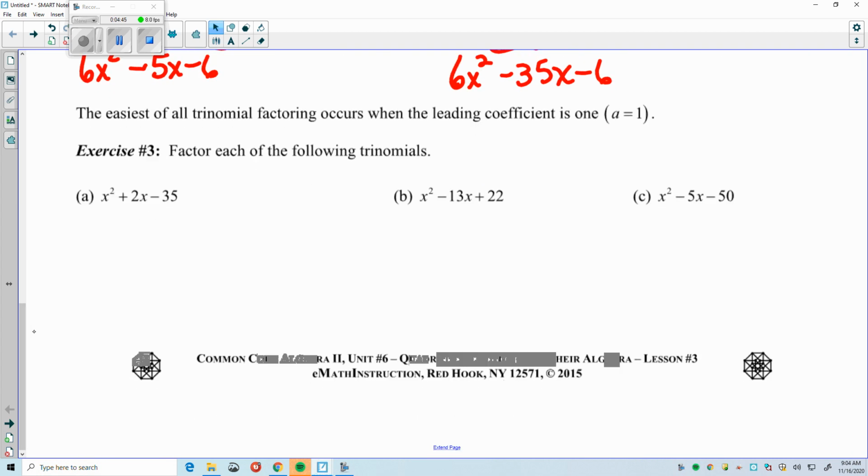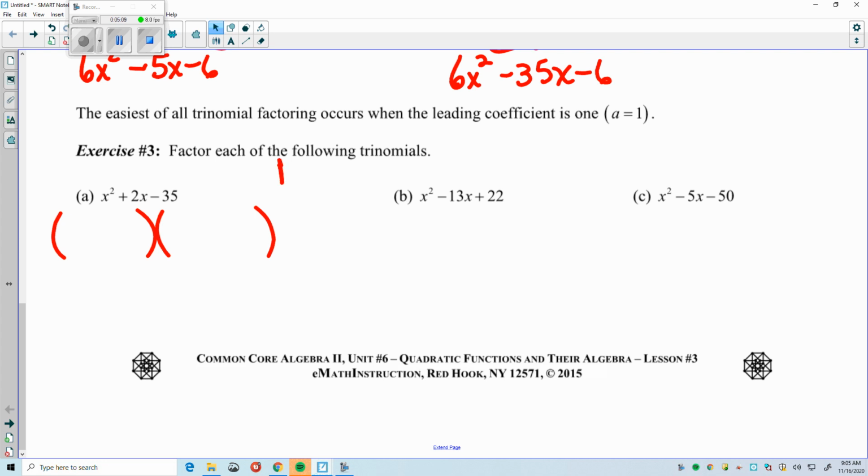Right. And the easiest of all trinomial factoring is going to occur when the leading coefficient is 1. Our leading coefficient is that a term, the term in front of the x squared. So we're going to factor each of these following trinomials. So when we factor we're doing basically the reverse of what we just did. We need two factors. And when I'm looking at this last term, think about how we came up with it.